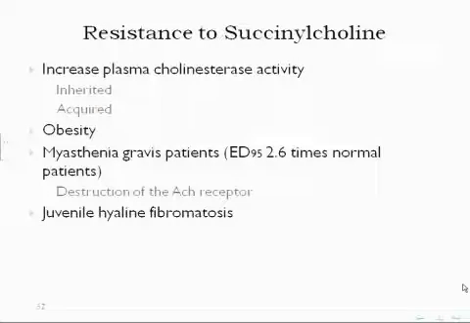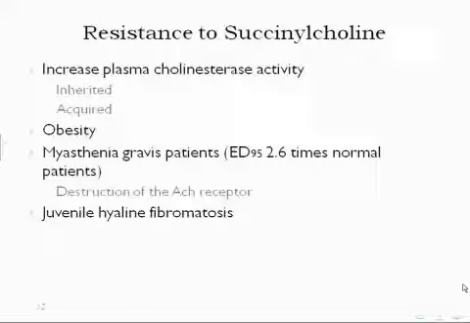Resistance to succinylcholine can occur from increase in plasma cholinesterase activity. This can be inherited or acquired. Okay? People that are morbidly obese tend to be a little bit more resistant to succinylcholine because their volume of distribution goes up a little bit. The myasthenia gravis patients also have a resistance because they don't have enough receptors to bind to.